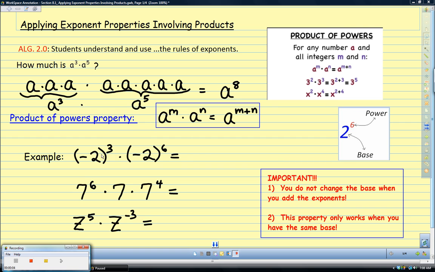Here are some examples. Negative 2 to the third times negative 2 to the sixth. You keep the base, the negative 2, and you add the exponents. 3 plus 6 is 9. 7 to the 6th times 7 times 7 to the 4th. Our base is going to be 7.